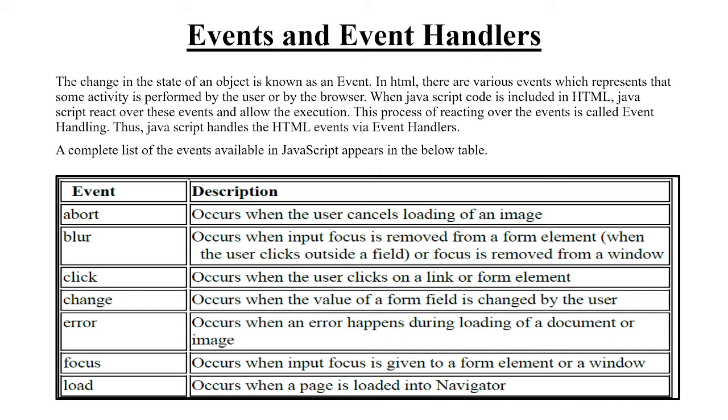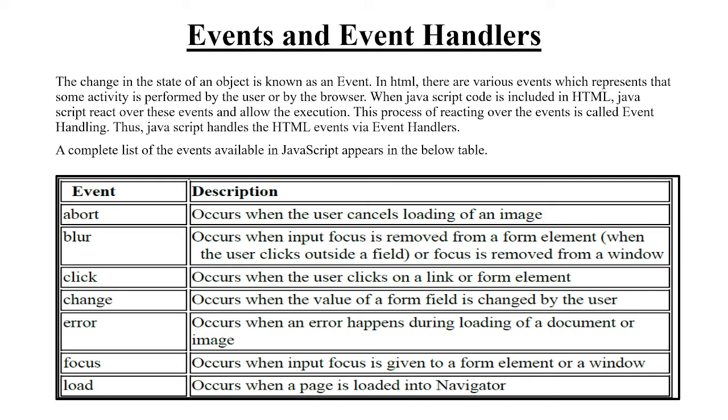This video focuses on events and event handlers in JavaScript. An event is nothing but some activity performed by the user or by the browser on various elements in the browser's window. And this event is going to change the state of an object, and hence we can say this is an event.